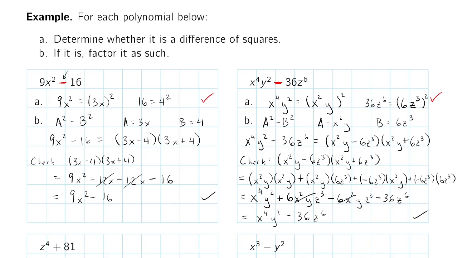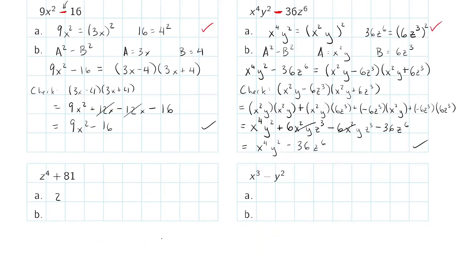Let's see some examples that are not quite. Z to the fourth, that's a perfect square. That's z squared squared. 81, that's a perfect square. That's 9 squared. Oh, but what's this operation? That's addition. That's not subtraction, so this is not a difference of squares. That's a sum of squares, but this is not the form we're looking for.